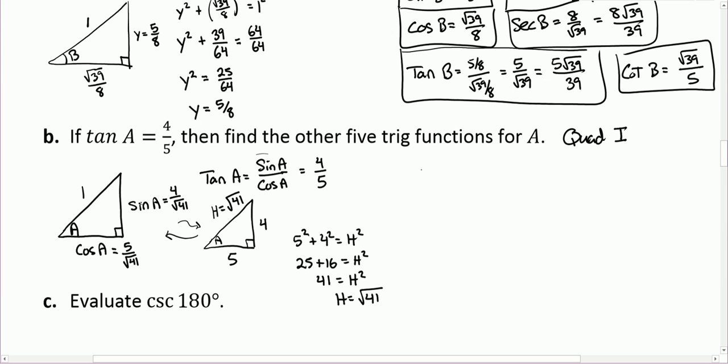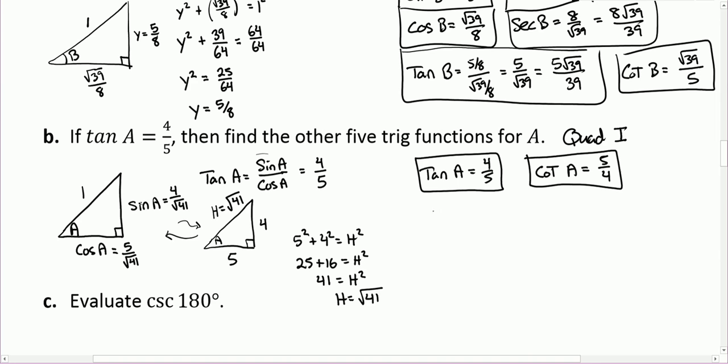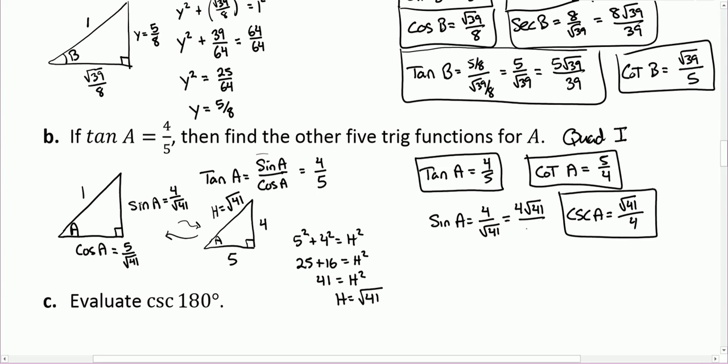So I'm going to summarize what we have here. We know the tangent of A is 4/5. That was given. We also get that the cotangent of A is 5/4, because that's the reciprocal function of tangent. We found that the sine of A is 4 over the square root of 41, which we need to rationalize. But if we flip that over, we get the cosecant of A, which is the square root of 41 over 4. So I'm done with that one. If I rationalize the denominator here, multiply top and bottom by square root 41, I get 4 square root 41 over 41.